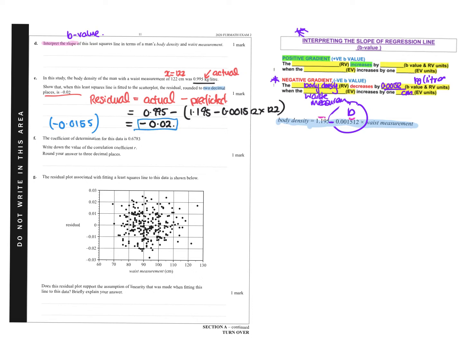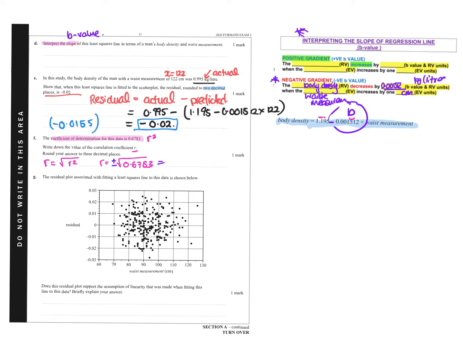Okay, so the next question, the coefficient of determination is this. So sometimes you miss this information, so really try to read all of it, and I like to put R squared there so I remember. So write down the value of the correlation coefficient. So that's just R. So to get R from R squared, we have to do the square root of the R squared. So in this case, it'll be the square root of 0.6783. Now, we have to decide whether it's a plus or minus.